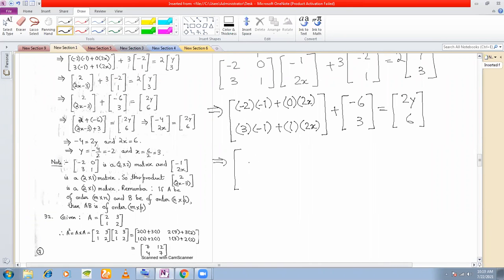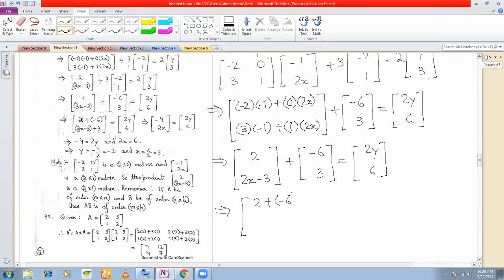Simplify this, you will get here 2, and you get here 2x minus 3, plus minus 6, 3 is equal to 2y, 6. Be careful with the signs. You have addition here, so 2 plus minus 6, and you have 2x minus 3 plus 3 is equal to 2y, 6.